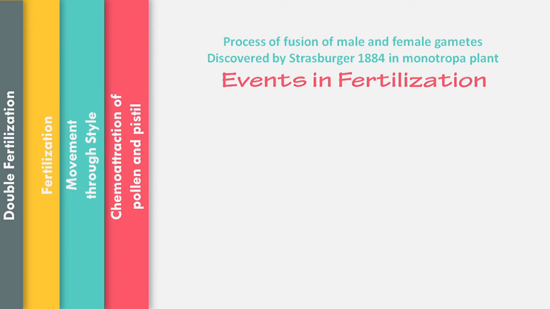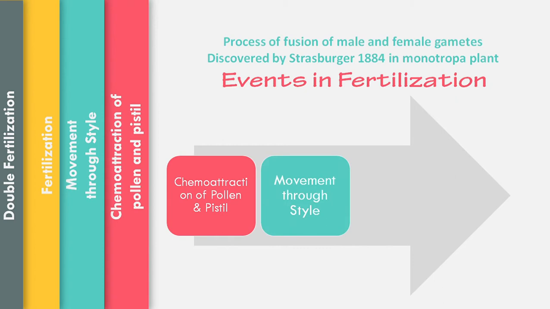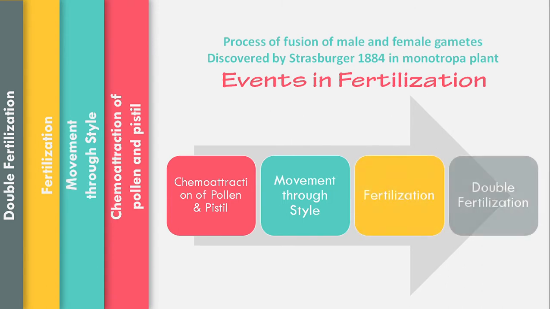There are different events that take place during the process of fertilization. What are they? First is the chemo attraction of pollen and pistil. After that, movement of the pollen grain through the style in the pollen tube. Next is the fertilization, and lastly the double fertilization. So we will discuss these steps one by one.